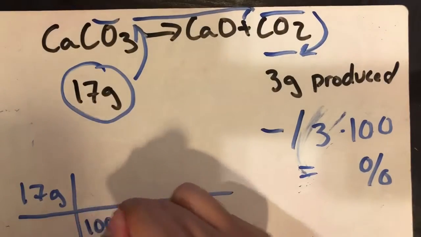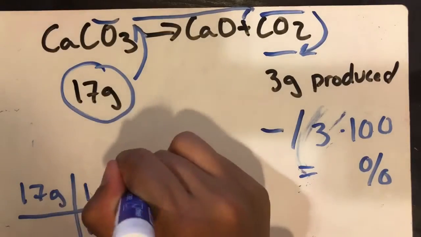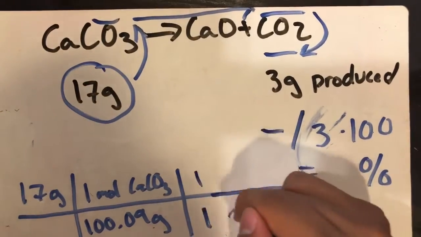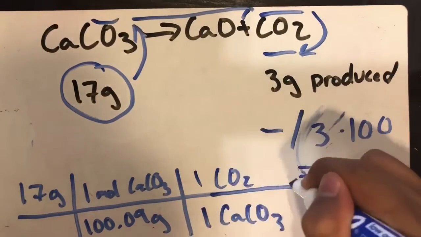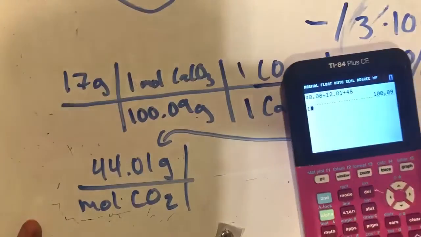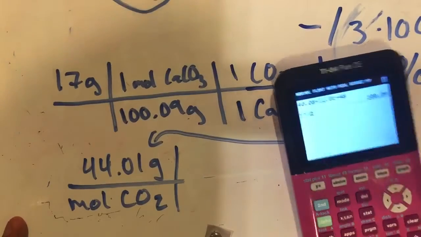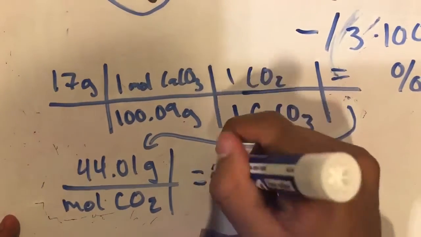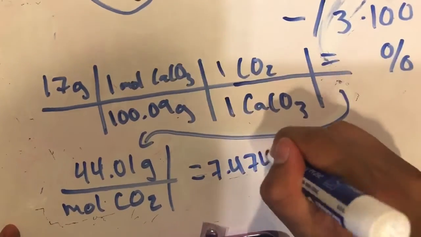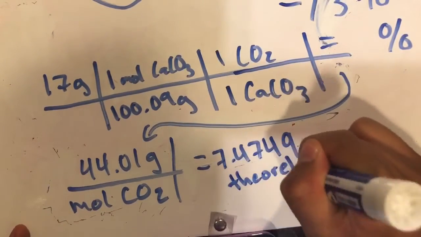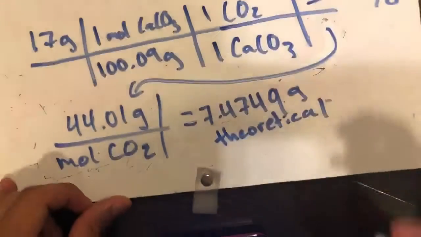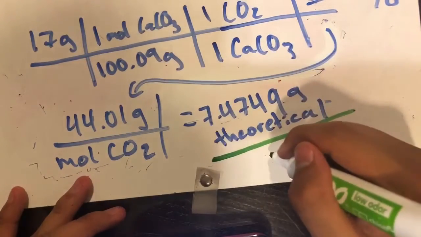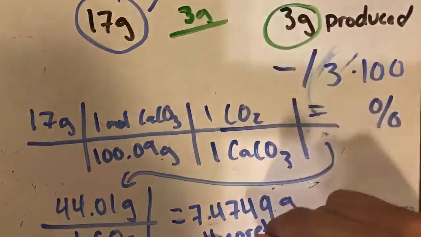To find the theoretical yield, we use the 17 grams given and divide it by the molar mass of CaCO3, which is 100.09 grams. Then use the mole ratio of 1 to 1 to find moles of CO2. We multiply by the molar mass of CO2, which is 44.01 grams per mole. Last, we divide 3 by the theoretical yield and multiply by 100 to find the percent yield, which comes out to be 40%.